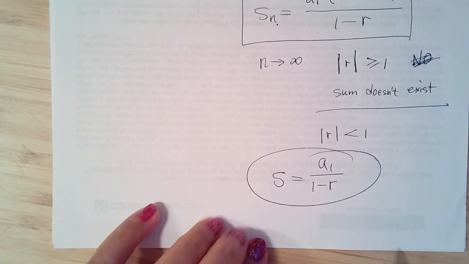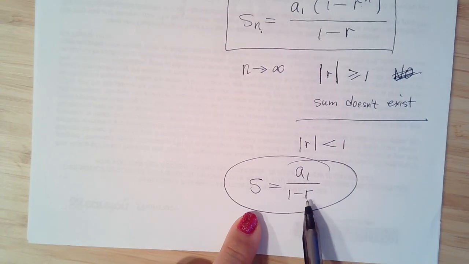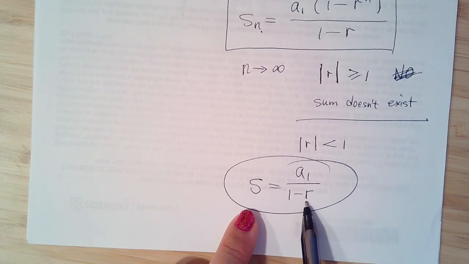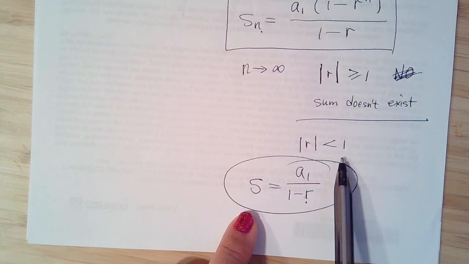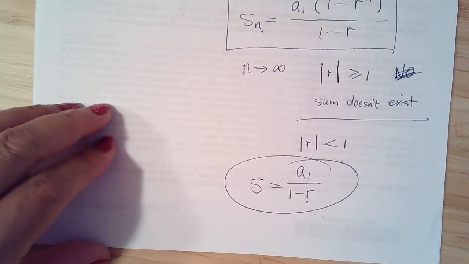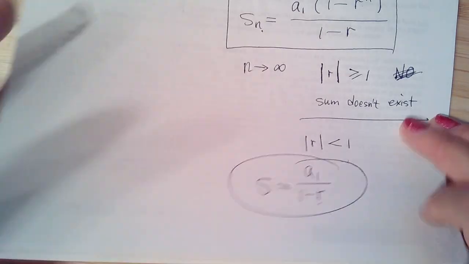Okay, so this is the case when you have n approaching positive infinity, which means you have an infinite sequence, and your r has an absolute value less than 1. That's the formula. How do we use it?